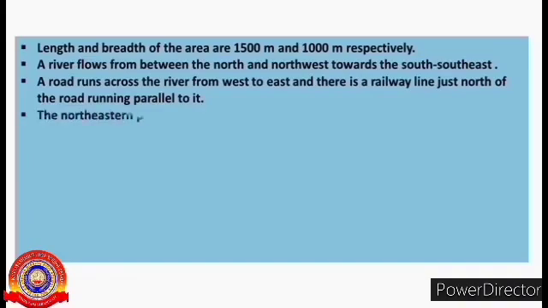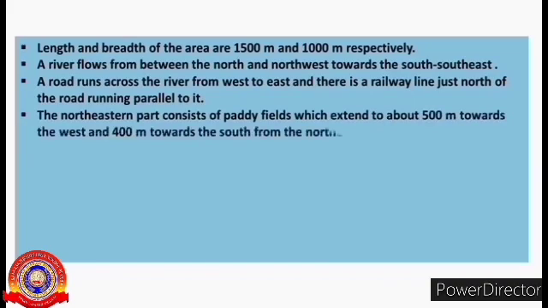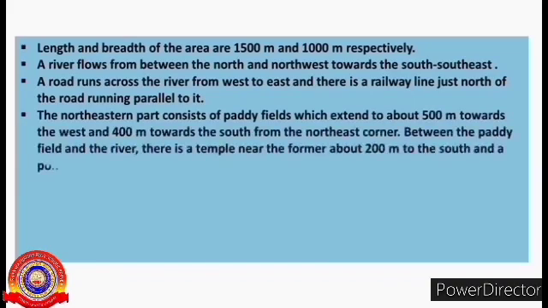The northeastern part consists of paddy fields which extend to about 500 meters towards the west and 400 meters towards the south from the northeast corner. Between the paddy field and the river, there is a temple near the former about 200 meters to the south and a pond immediately south of it.